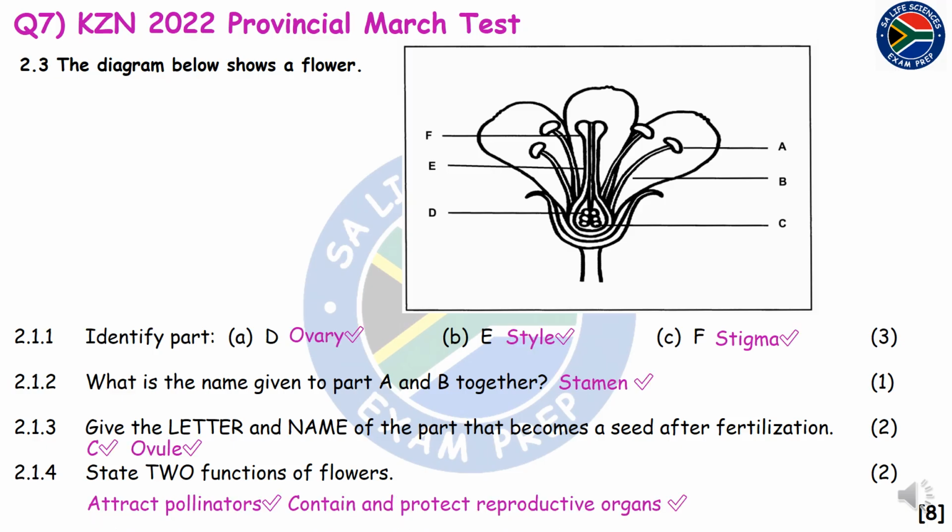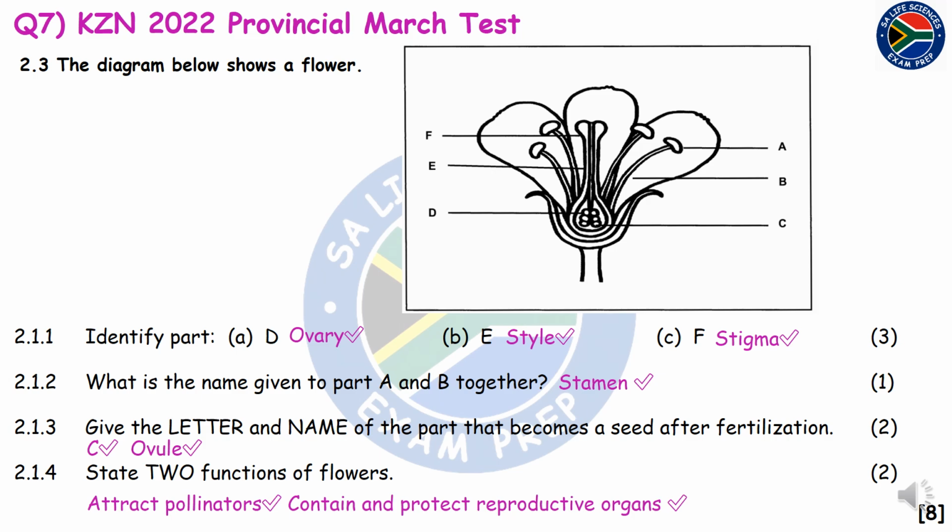2.1.1, identify part D. Part D is an ovary, part E is the style, part F is the stigma. What is the name given to part A and B together? Part A and B form the male reproductive system, and that is the stamen. The word stamen has the word men in it, and men are males. Males have male reproductive organs.